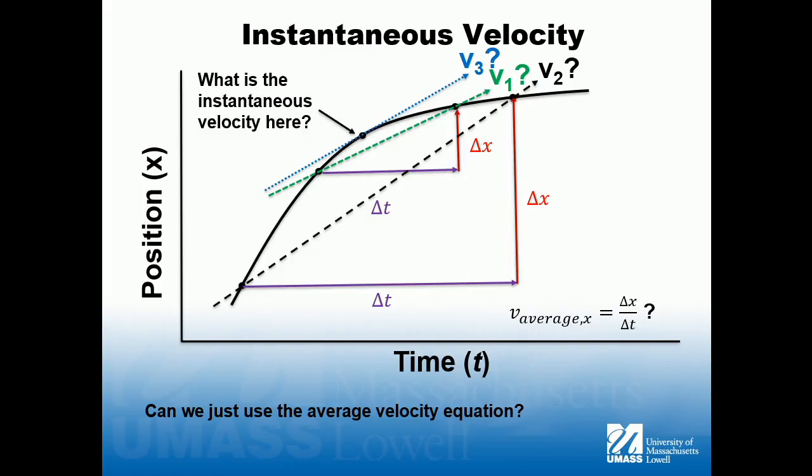Everyone follow me? Okay, so when you look at a position versus time graph, if the slope of that graph is changing, velocity is changing. If that slope is going up, velocity is going up. If that slope is going down, velocity is going down. The magnitude of the slope is the magnitude of velocity.